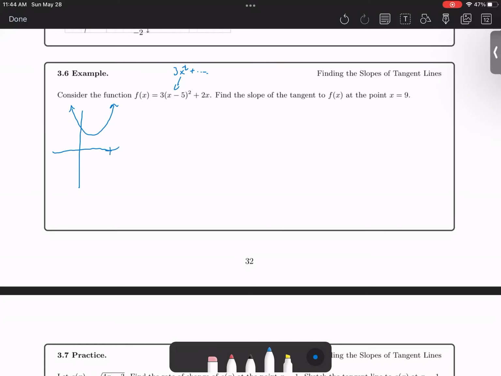But either way, your function is going to look something like this. And there's a point over here when x is equal to 9. I'm asking for the slope of the tangent line. I want to find the slope of the function at the point 9. So the slope of the tangent line is the limit as h goes to 0 of the difference quotient, f at 9 plus h minus f at 9 over h. I'm taking slopes of secant lines and using the limit to turn those secant lines into a tangent line.